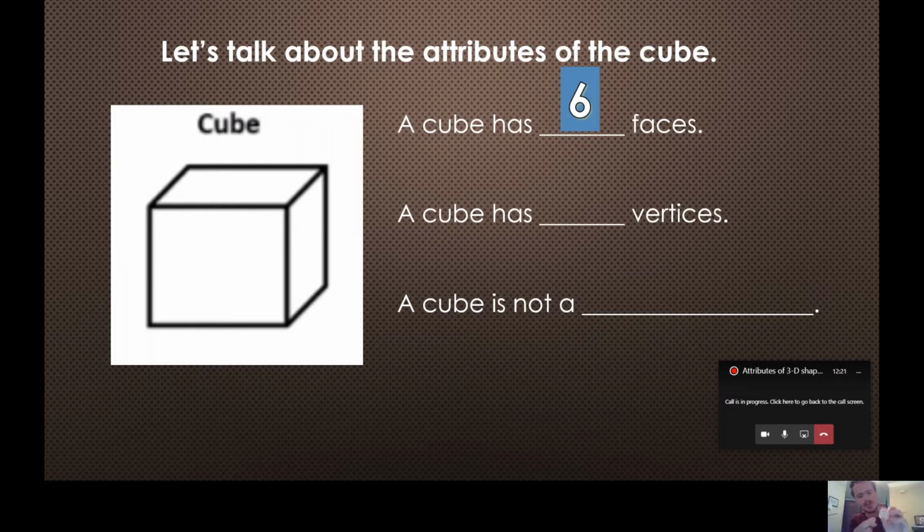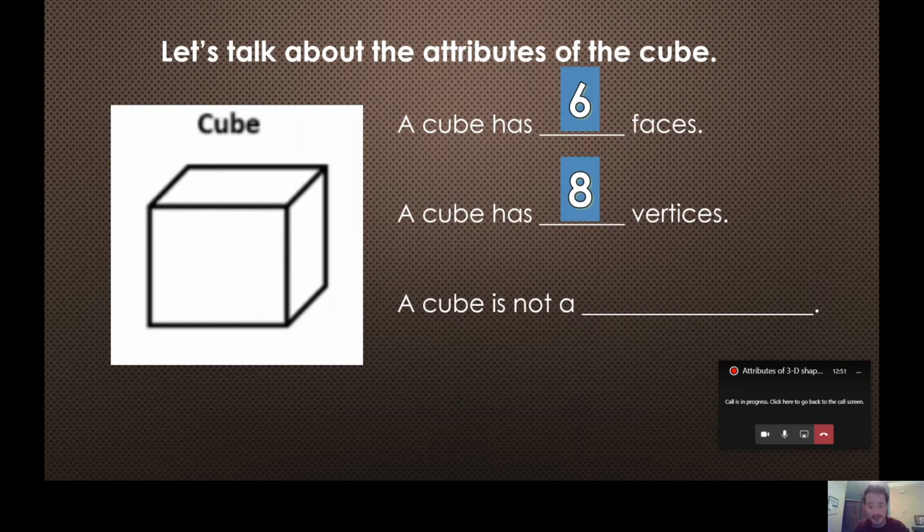Let's count the vertices. Ready? This is the corner of the cube. Let's count how many we have. I'm going to put a dot on each one as I do it. 1, 2, 3, 4, 5, 6, 7, 8. It has 8 vertices, actually. So it has 8 vertices, and it's not a what?